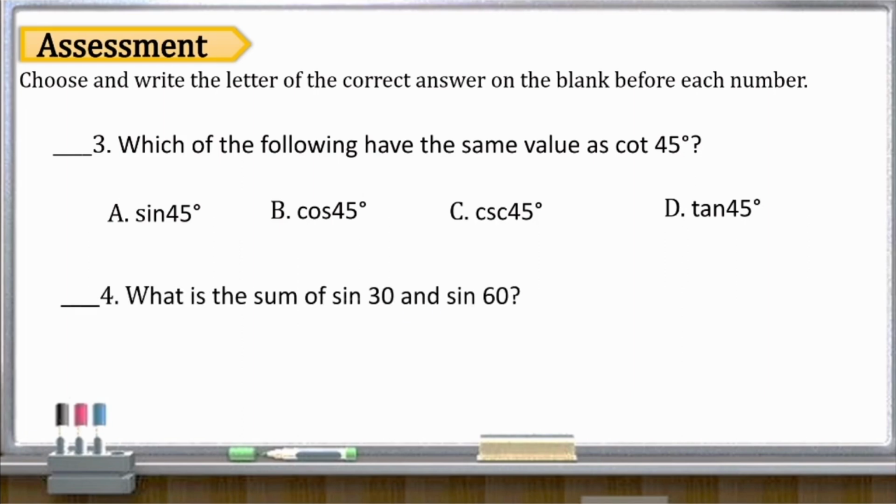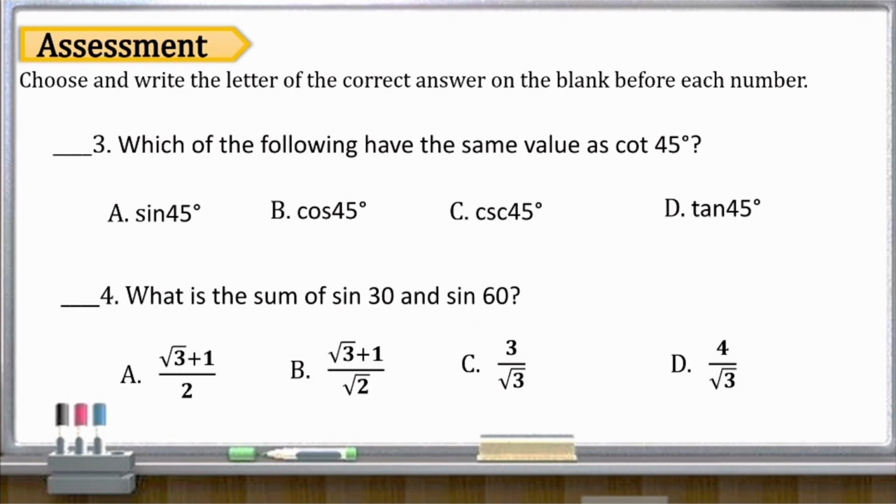Number 4. What is the sum of sine 30 and sine 60? Letter A, square root of 3 plus 1 over 2. Letter B, square root of 3 plus 1 over square root of 2. Letter C, 3 over square root of 3. And letter D, 4 over square root of 3.